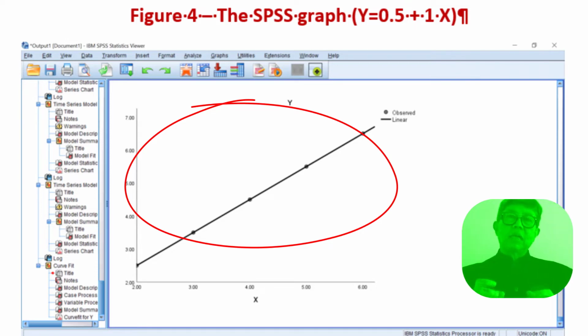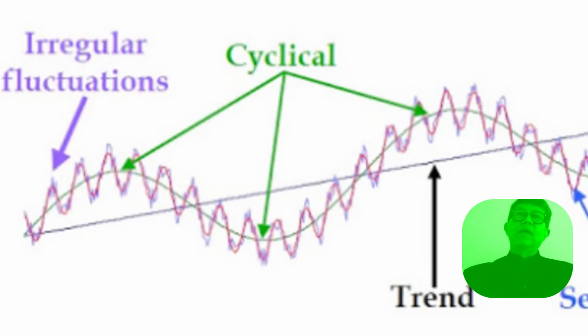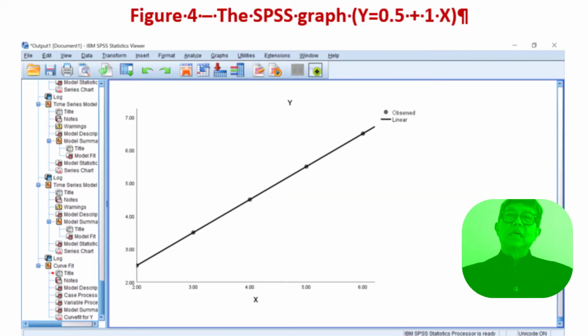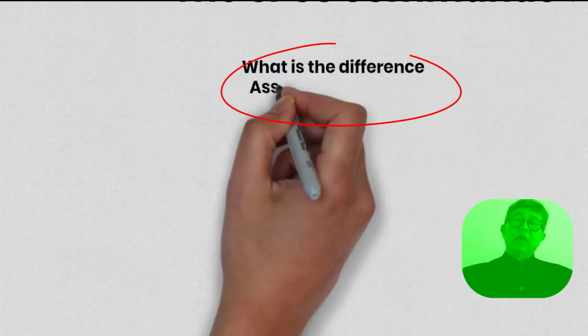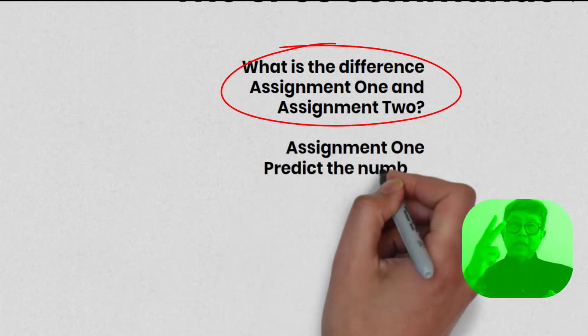Normally I ask my students, see the graph. What is the pattern: trend, cyclical, seasonal? While figures 3a and 3b are the SPSS commands, figure 4 is the SPSS graph of the regression y equals 0.5 plus 1x. So now we come to the questions. What is the difference between assignment 1 and assignment 2?